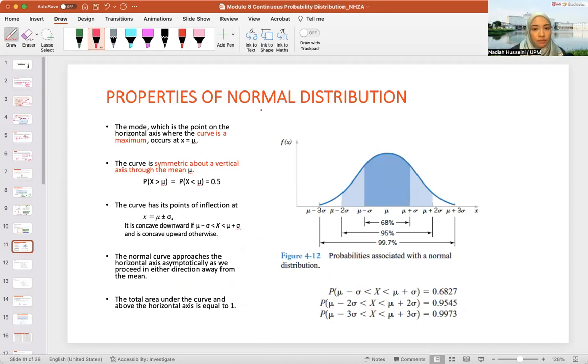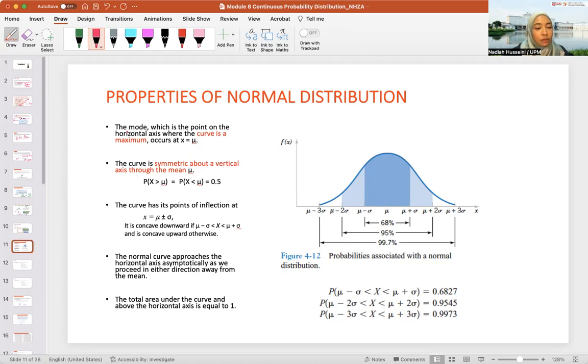Okay, properties of normal distribution. Now we're going to talk about the properties. We've talked about the mu, we've talked about the standard deviation. Remember, a standard deviation that is smaller is closer to the mean. If it is bigger, it's far away, spread out. The mean just tells you where your maximum peak lies.